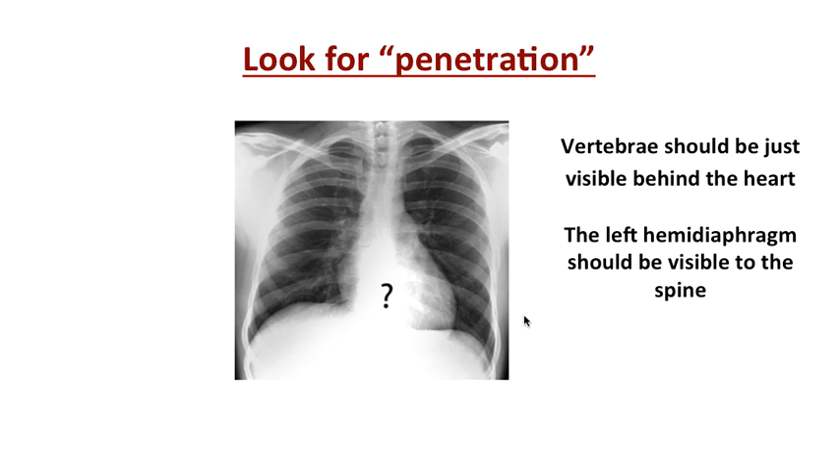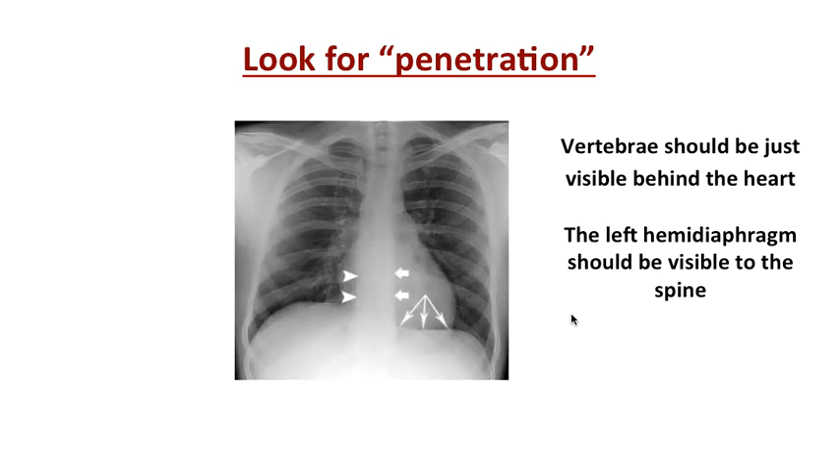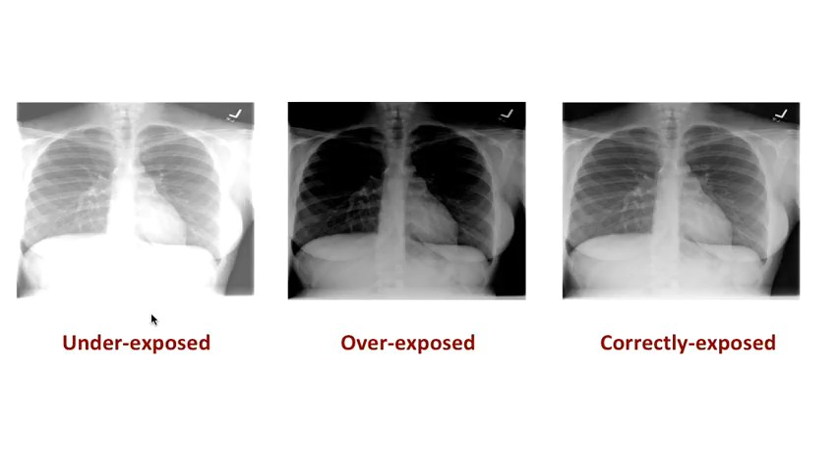Another point which you can make a note of is that the left hemidiaphragm should be visible up till the spinous process. If it is not visible, then it is an underexposed film, right? So let us look at different examples, whether it's an underexposed film or an overexposed film. In this film, we cannot make out distinct vertebral bodies, and intervertebral discs are not visible at all. So it's an underexposed film.